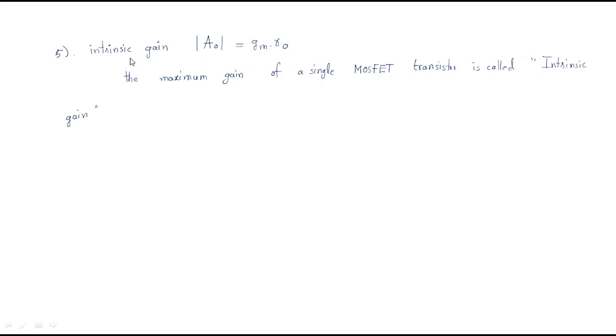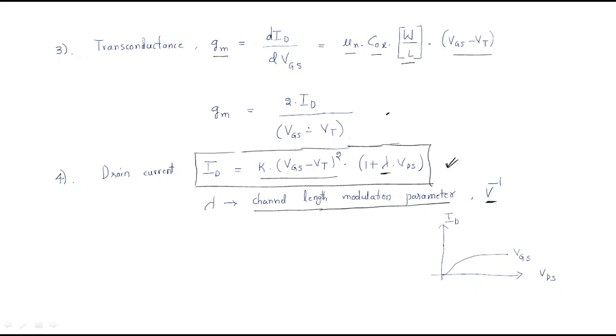And we have another formula, the intrinsic gain. What is the intrinsic gain? Generally gain is the output magnitude by the input magnitude; voltage gain is output voltage by input voltage. But the intrinsic gain is the maximum gain of a single MOSFET transistor. If you take a single transistor, how much gain it can generate at most is known as the intrinsic gain. The formula of the intrinsic gain is modulus of A naught, which equals GM into R naught, that is 2 into ID by VGS minus VT.